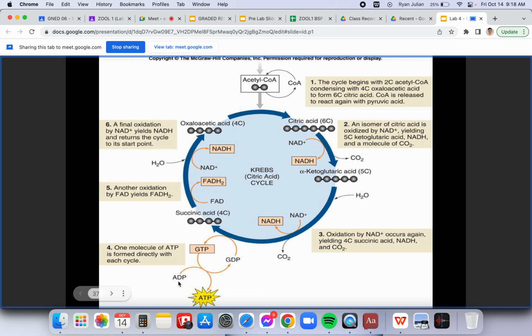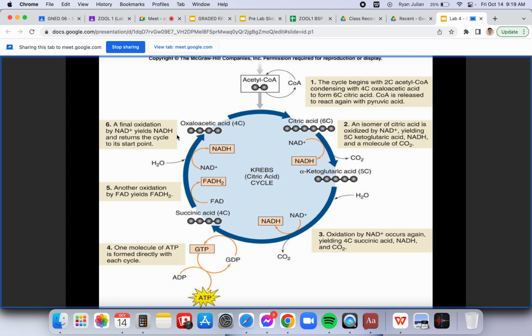And for the fourth step, one molecule of ATP is formed directly with each cycle. So we have adenosine diphosphate, adenosine triphosphate, and lastly the GDP and GTP. And for the fifth step, another oxidation by FAD yields FADH2, which is shown right over here. And for the last process of the Krebs cycle, a final oxidation by NAD+ yields NADH and returns the cycle to its starting point.